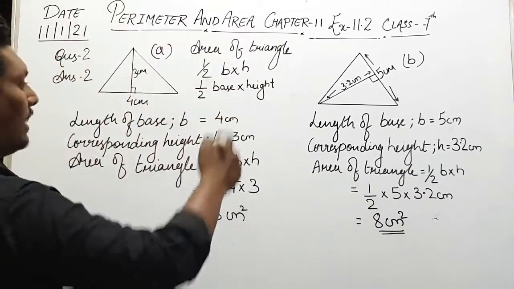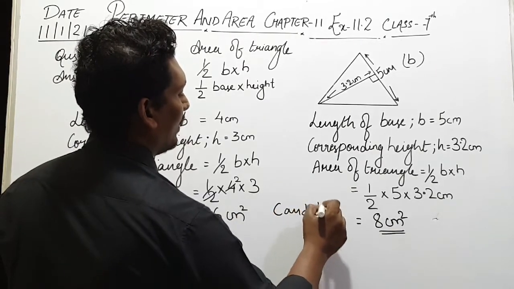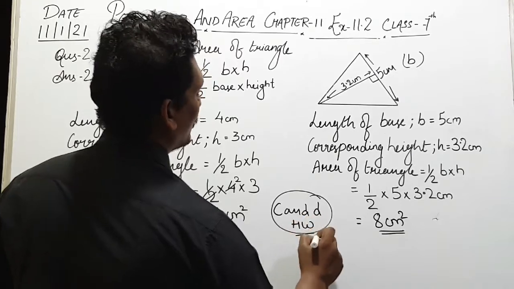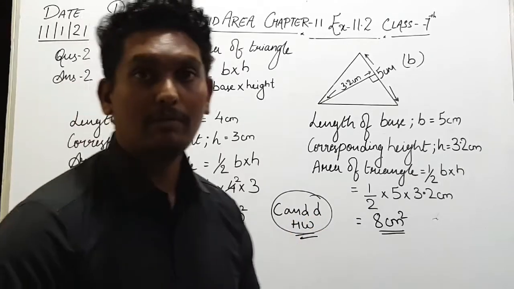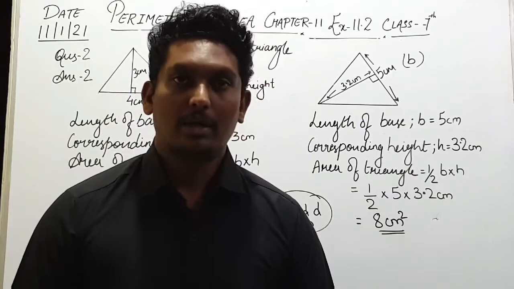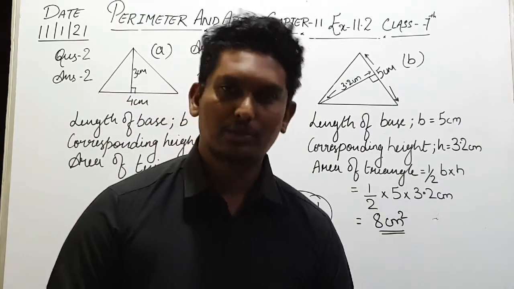So A and B I have done. So C and D, you have to do it. This is homework, okay. So question 2, C and D, you have to do it by your own. Same formula, half base into height, you have to put it and just put the numbers and solve it, okay. Hope it is clear to you. Just go through it.